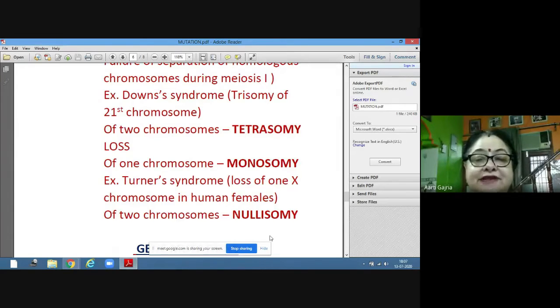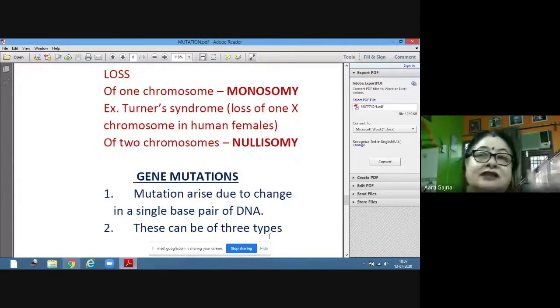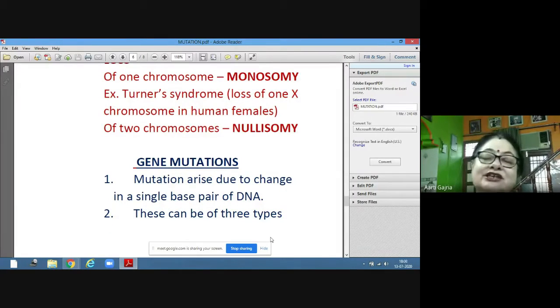Now we will come to the second part, that is change in the genes. Genes are the genetic codes which give information for the traits. Do you remember the structure of the DNA? The nitrogenous bases present are adenine, guanine, cytosine, and thymine. If any single base pair is changed, the mutation resulting from a change in a single base pair is gene mutation.